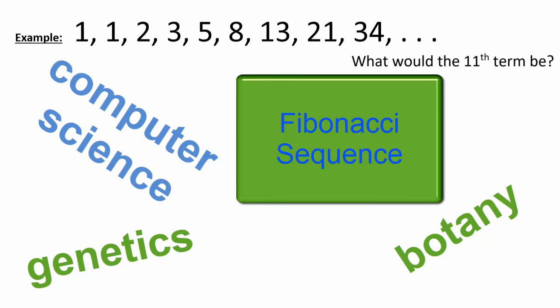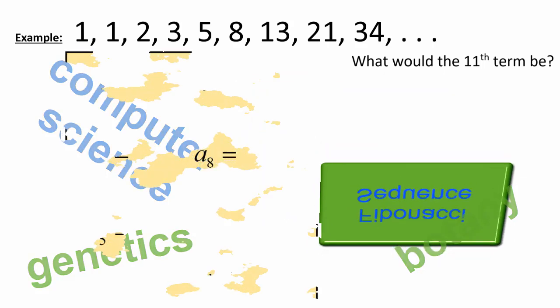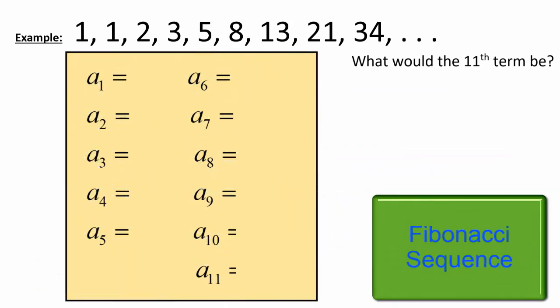Let's find the 11th term of this sequence. Let's list out the terms. So the first term, a sub 1 is 1. A sub 2 is also 1. A sub 3 is 2. A sub 4 is 3 because it's the fourth term. A sub 5 is 5. A sub 6 is 8. A sub 7 is 13. A sub 8 is 21. A sub 9 is 34.